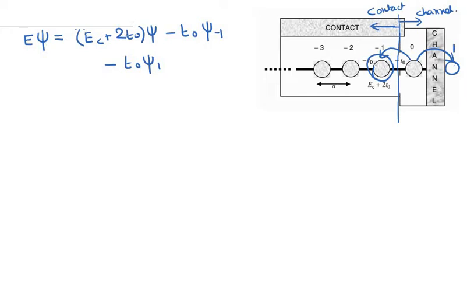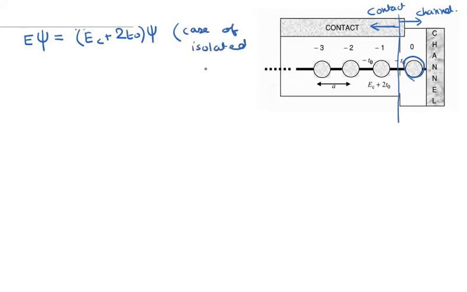But since this is not coupled to the contact, we are considering the isolated case right now. We would only have this term, because this atom is not coupled to either psi minus 1 or psi 1. So this is the case of the isolated channel.